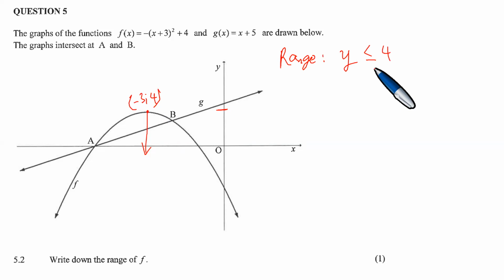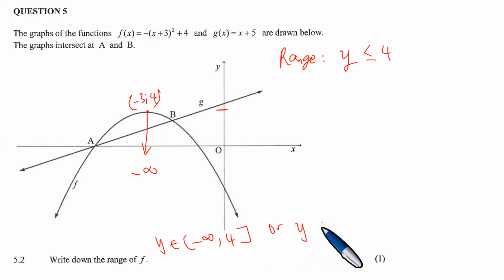Right, so the range will start from 4 and go down. So you can write it like that. Or you can say it goes down, so it goes to minus infinity. So the range will therefore become y is an element of the interval from minus infinity to 4. And write it like that. If you don't want to write your answer like that, you can write it as y is less than or equal to 4. So if y is less than or equal to 4, we have that. Okay.